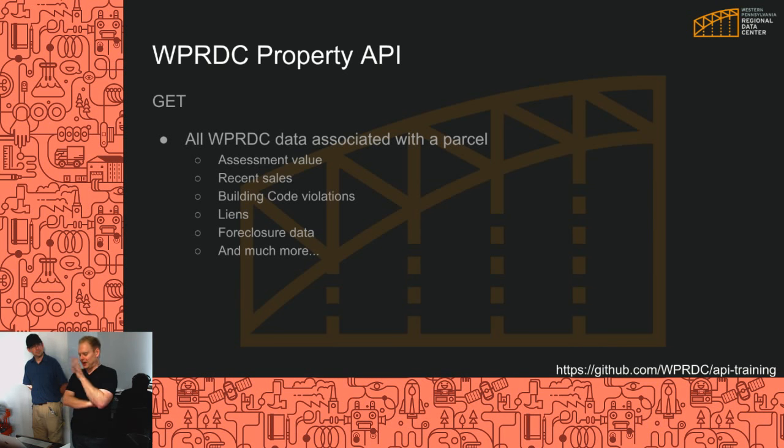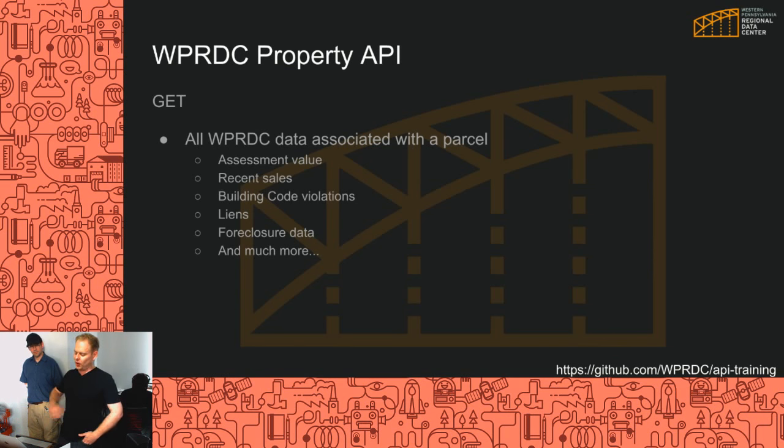So the first one is the aptly named property API. What this does is it allows you to search for all the data across the data center that relates to one parcel. If you're really good with SQL, you could make this yourself and send SQL queries that do that. You'd also have to personally keep track of all the data sets that come in with this stuff. So we've taken all that off you.